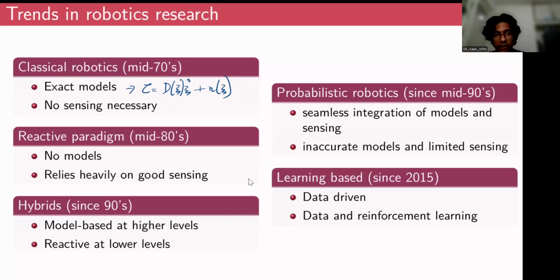And the approach completely shifted in the mid 80s. Now we use something called a reactive paradigm, where we completely disregard the model and rely completely on sensing. One example is we can sense the difference between the actual coordinates.